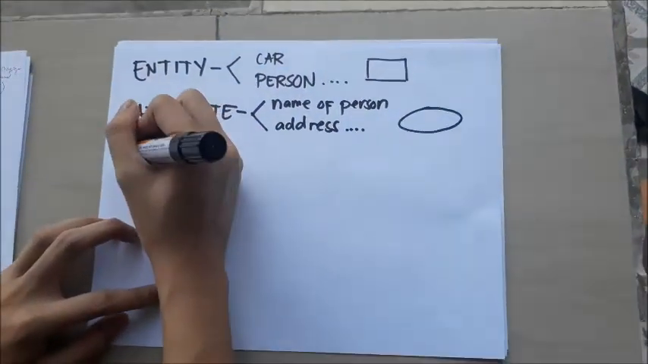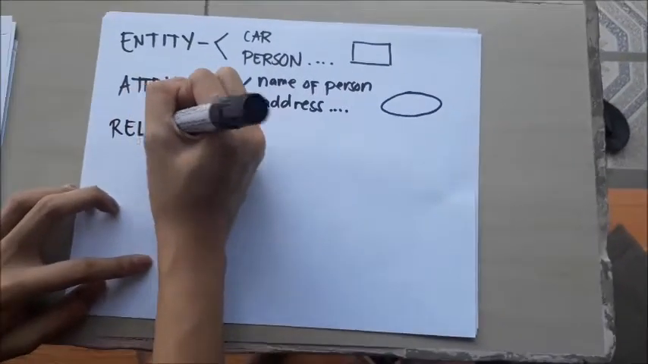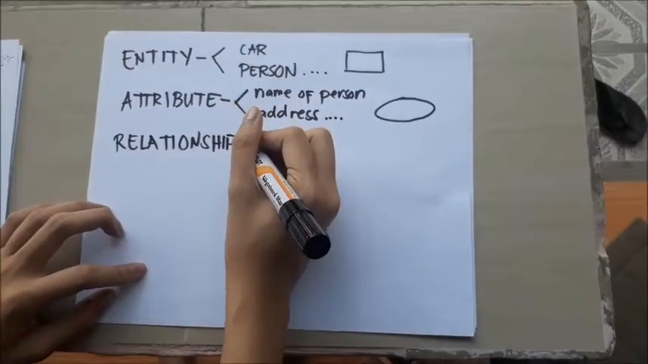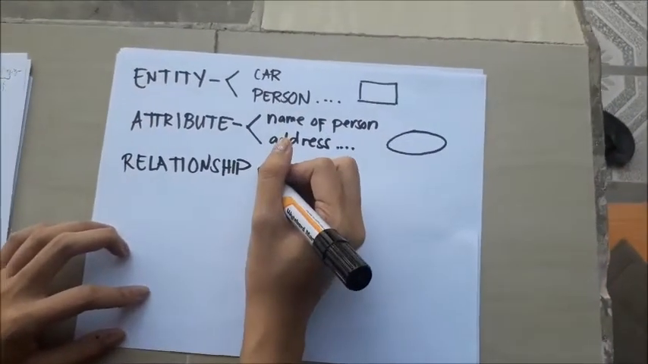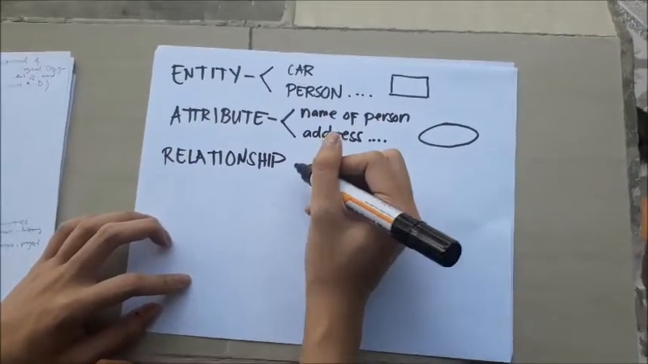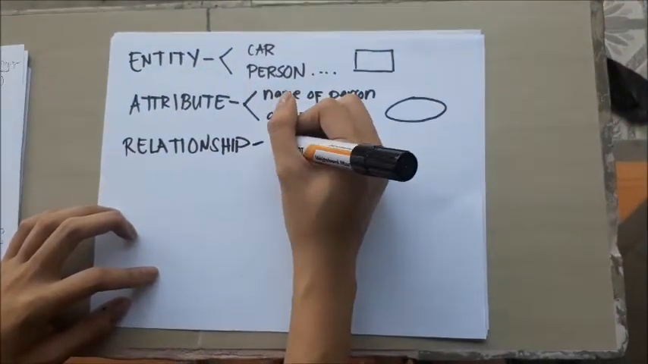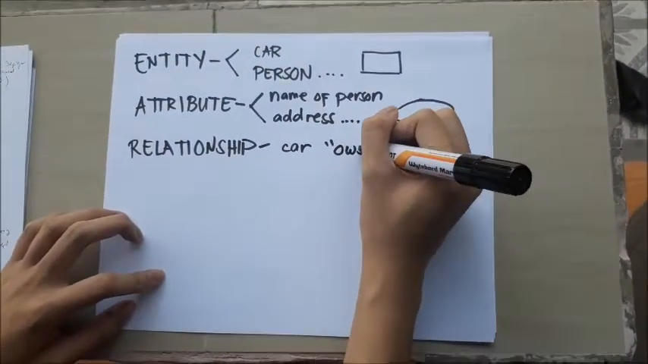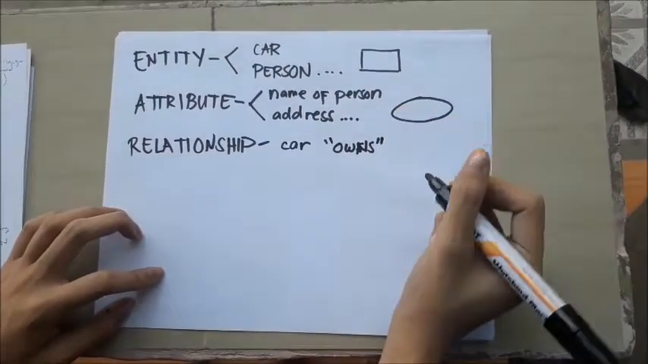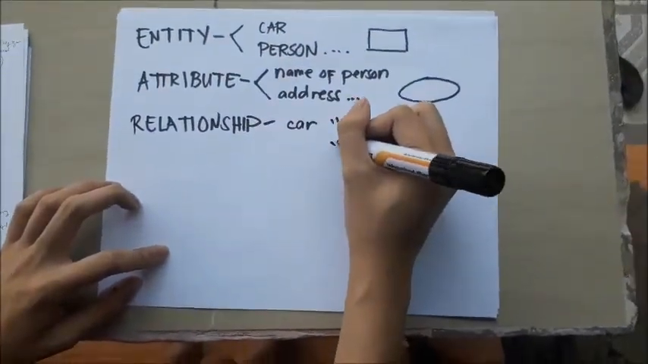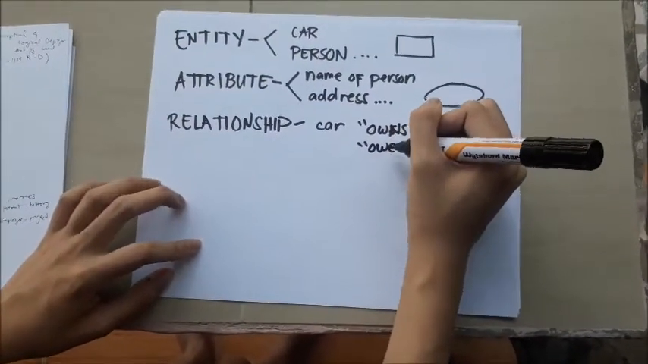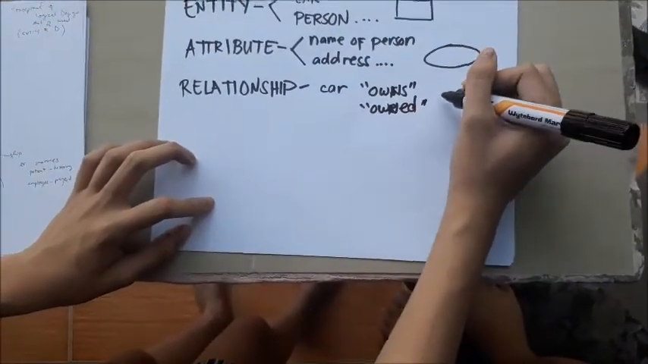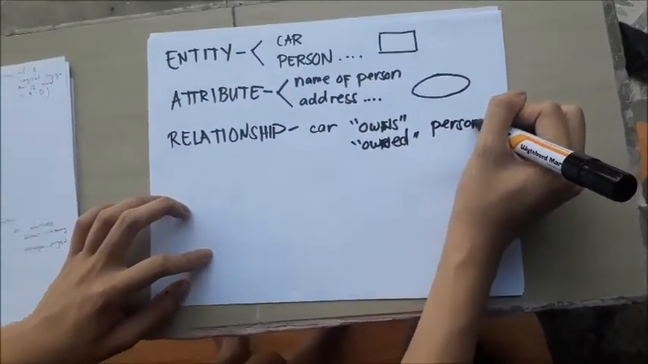The third one is the relationship. The relationship is an association between two entities. For example, a car is owned by a person. It is represented by a diamond.